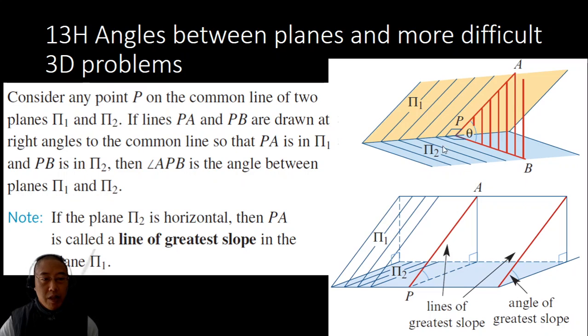Commonly what we have is one plane will be horizontal. So if we have pi 2, the blue plane, to be horizontal, PA will be annotated as the line of the greatest slope. So let's look at a few examples.